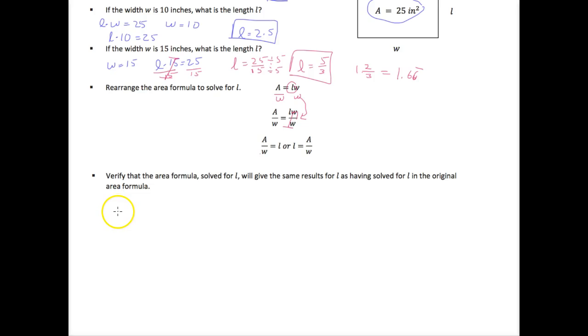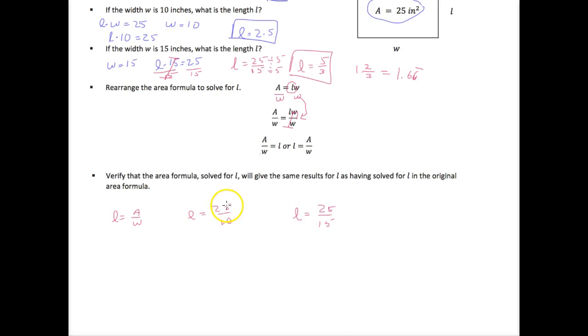To verify that the area formula solved for L will give the same results of L as having solved for L in the original area formula. So what we know is L is A divided by W. And if you think about it, we're looking for L in 2 cases. First of all, A is always 25. In the first problem, W was 10. And in the second problem, the width was 15.